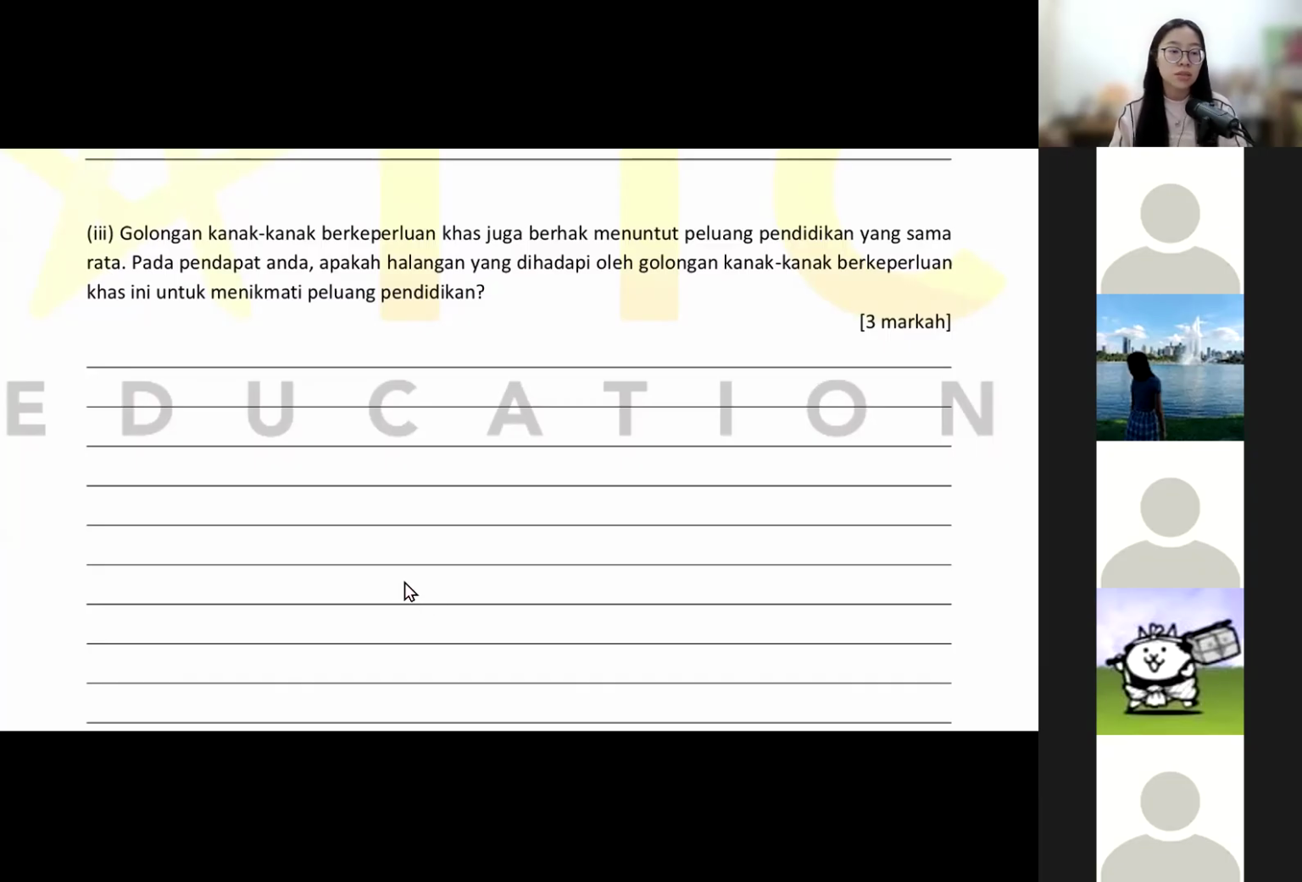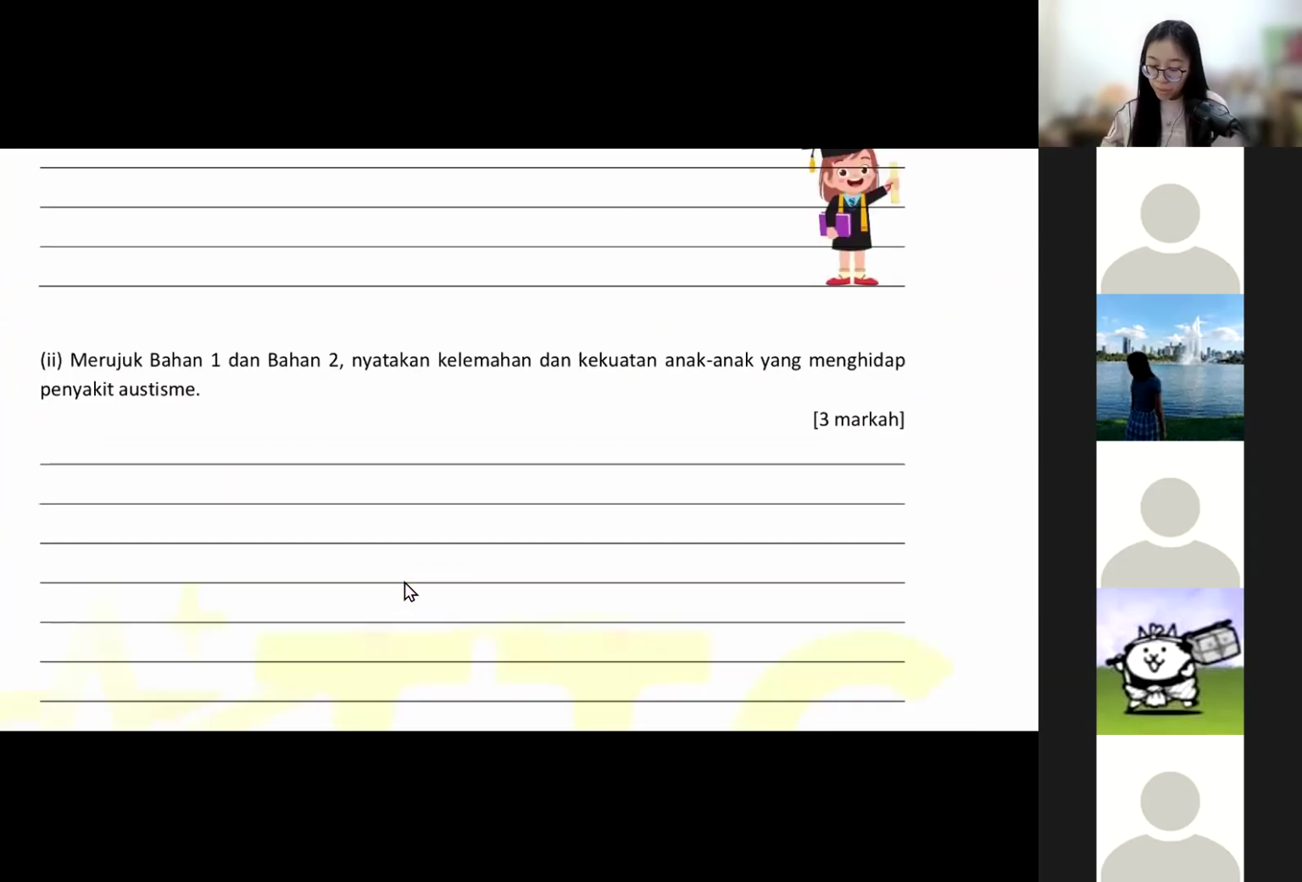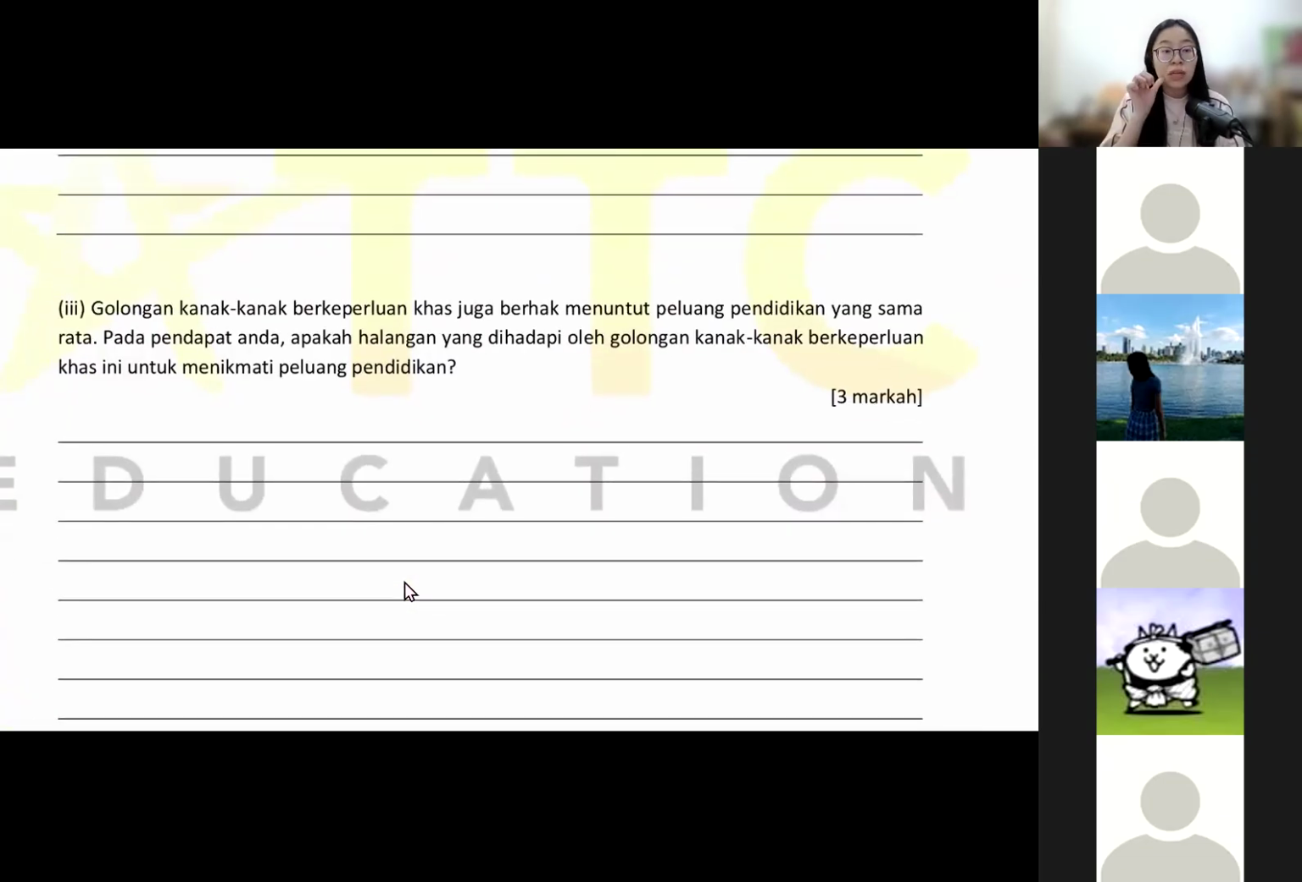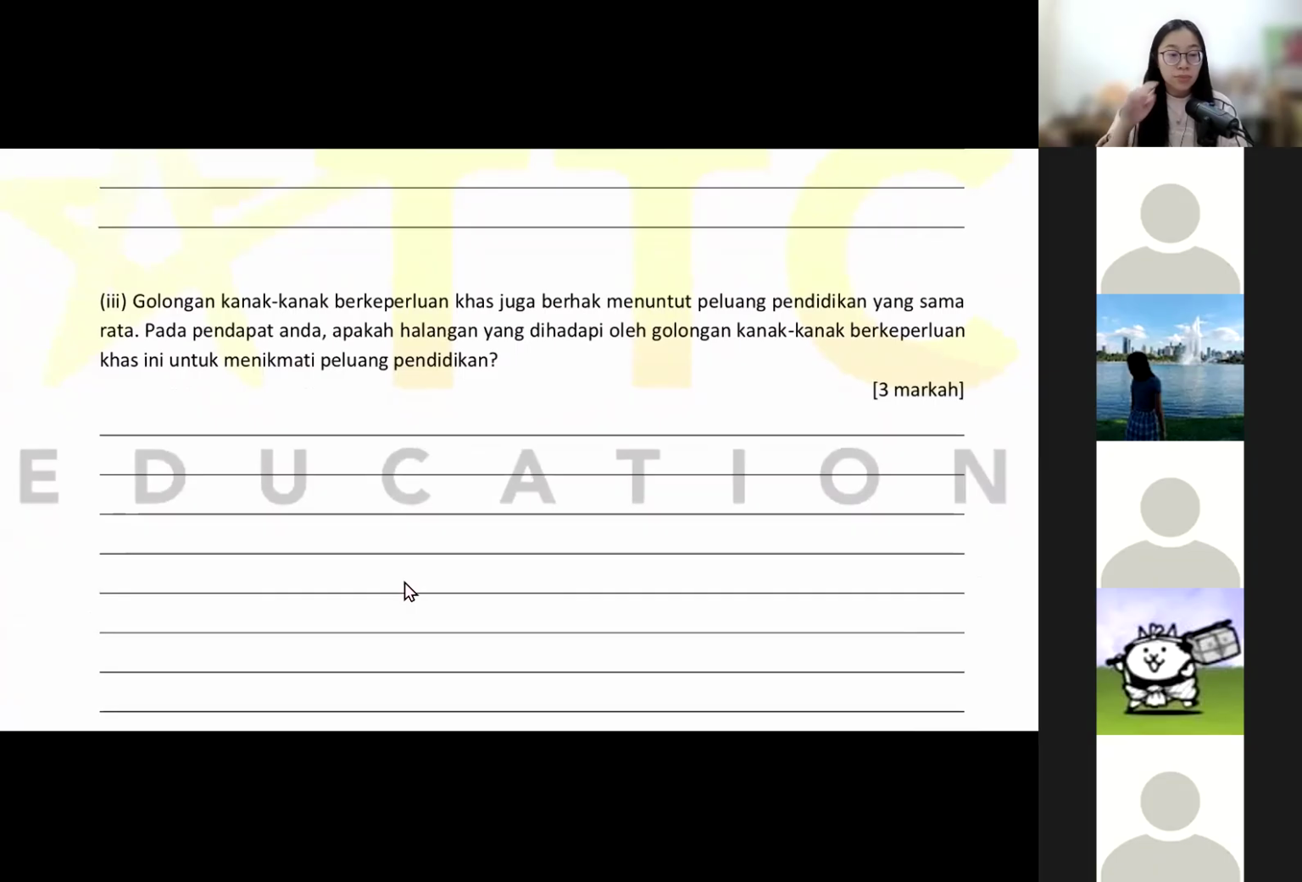So what is the obstacles? Number one. Can we do this one first, then we go do the number one? Okay, what is the obstacle?